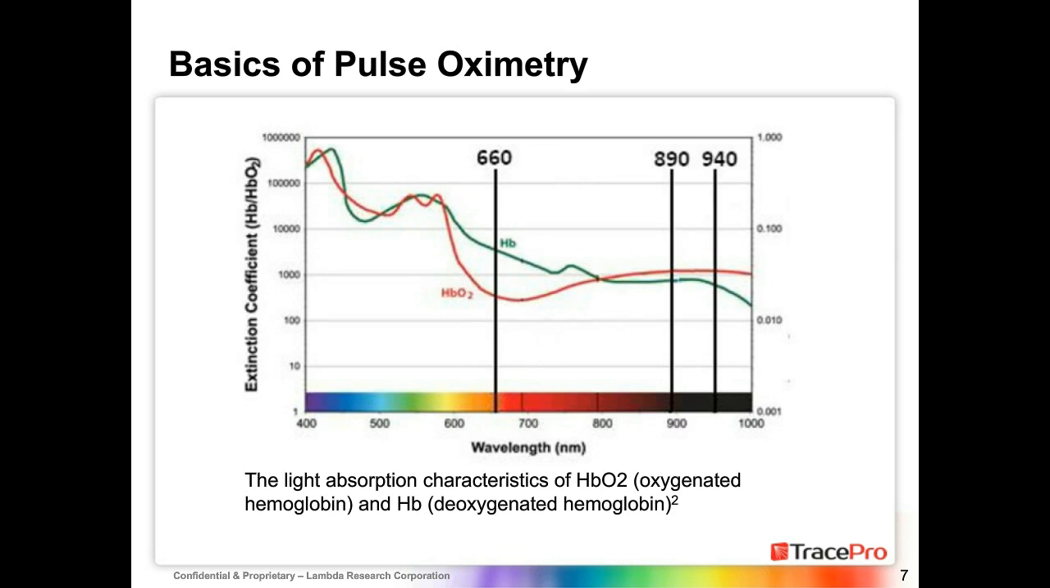So if we take a look at the characteristics of oxygenated hemoglobin and deoxygenated hemoglobin, we can see this plot right here. We can see that the deoxygenated hemoglobin, which is HB at 660, is higher in terms of extinction coefficient than the oxygenated hemoglobin. And it switches out in the IR. So here's your basic idea of how that actually works, and you can take this graph and have a good idea, a snapshot of what's going on here with both types of blood.